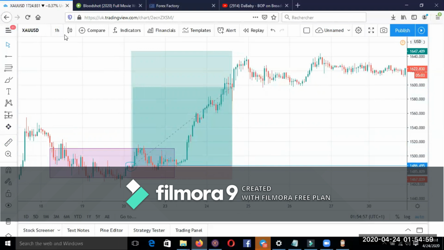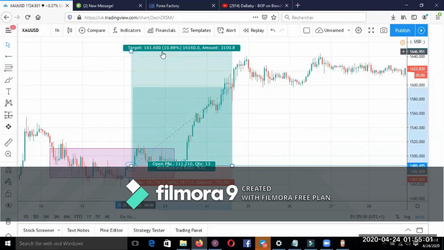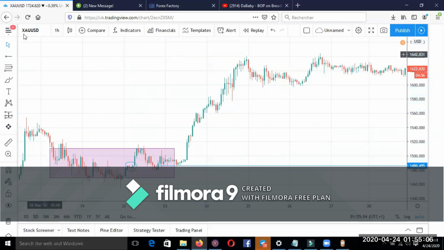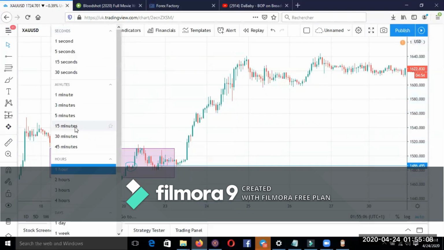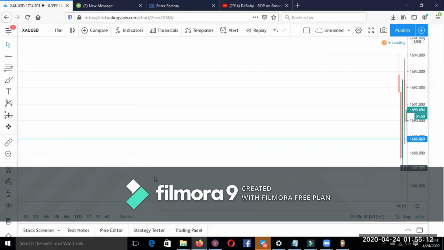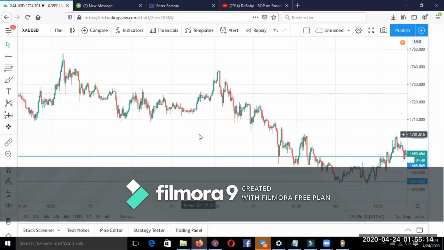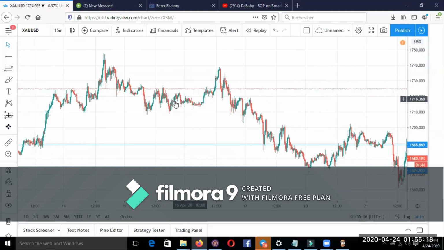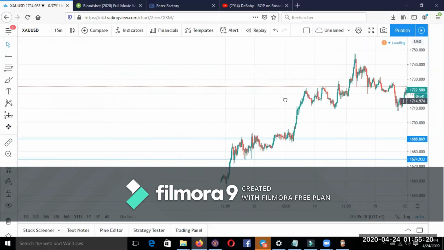Now let's go to the 15 minute. Let's reduce this again. Let's go to the 15-minute time frame. See, mark those areas where those lines are at, where everything is at. It's not going to scare you. You're not going to get lost.